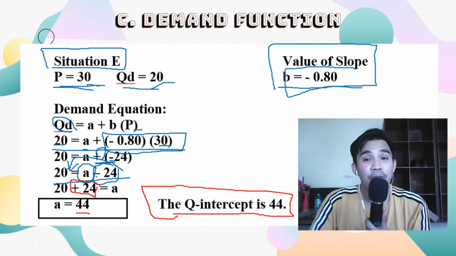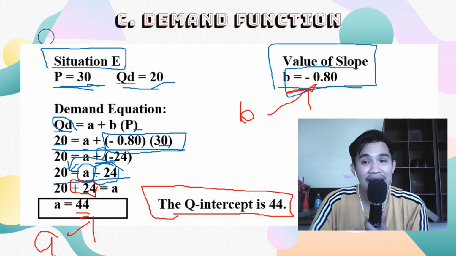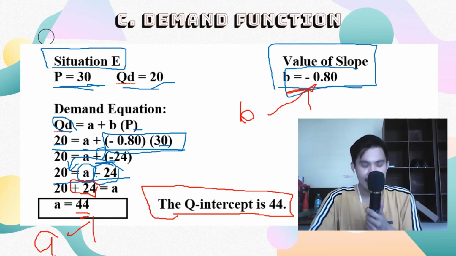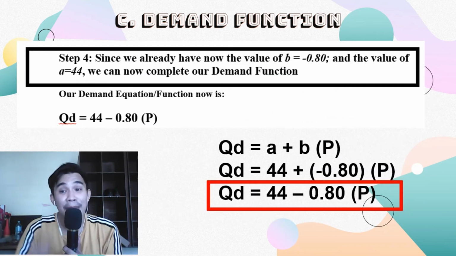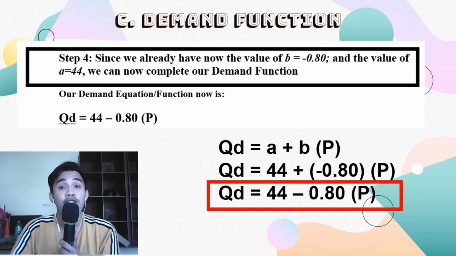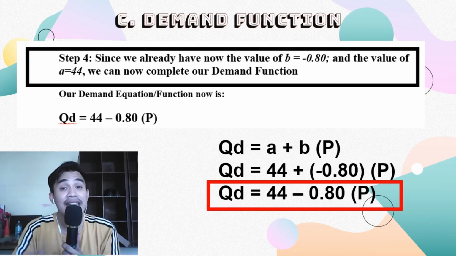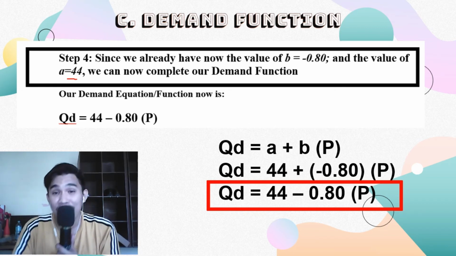So we already solved the value of our B, which is negative 0.80, and the value of our A is 44. Let's not forget them, okay, because we will use them later on. So now we are already in our step number 4. For step 4, since we already have the value of B, which is equal to negative 0.80, and the value of A, which is 44, we can now complete our demand function.